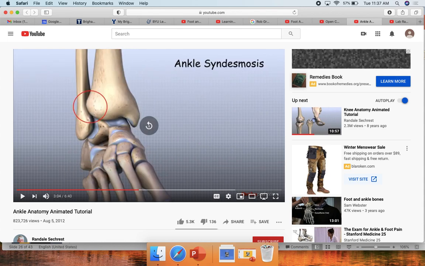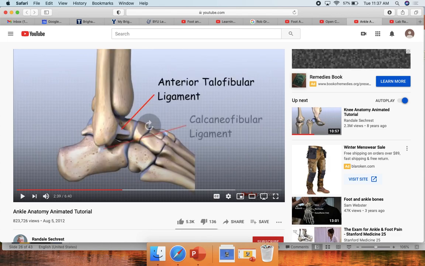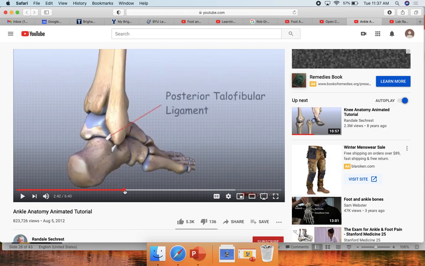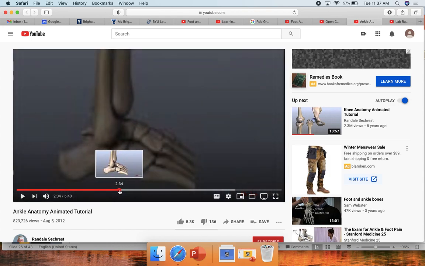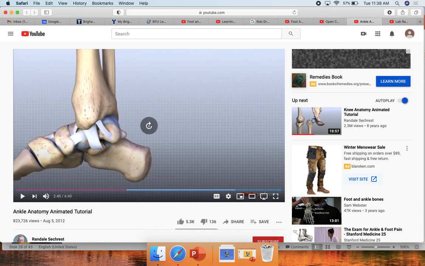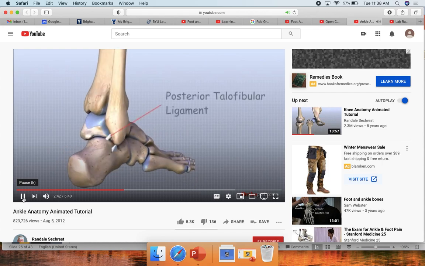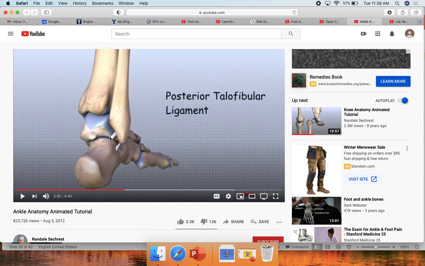I will go back here. This deltoid ligament, this lateral ligament complex, as we go here, I lost it. So these two, the anterior talofibular ligament, the calcaneofibular ligament, and the posterior, we'll play this for a second. And the posterior talofibular ligament. So we have the deltoid on the medial side. We have this lateral ligament complex here.